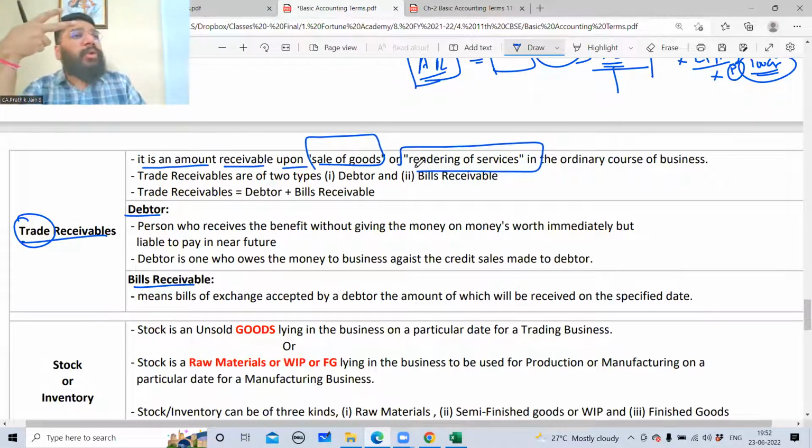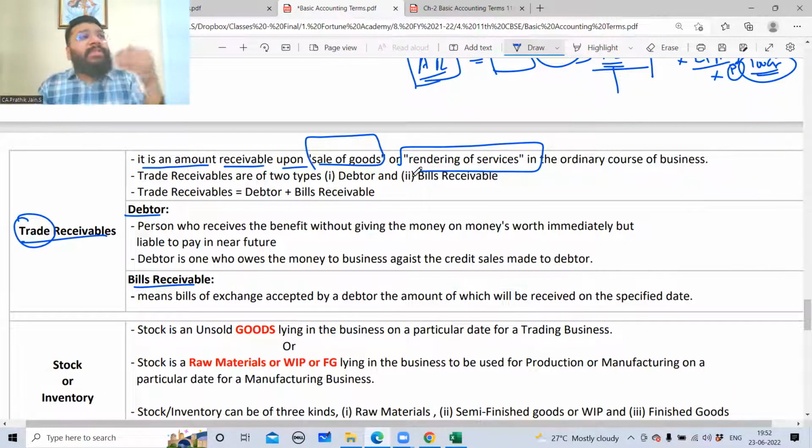I told you in India, you can do only two kinds of business. Either you can deal with goods or services. So if I sell goods on credit, and I am yet to receive the money from my customer, that is called a trade receivable, and more specifically it is called a debtor. If I give service to you and I have not taken money from you, I'll take the money in future, so that amount is called a trade receivable.